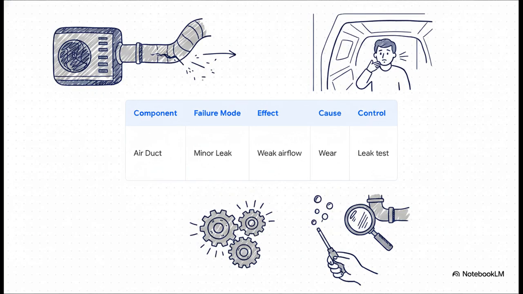Let's look at suspect number 2, the air conditioning duct. Its function is pretty straightforward. It distributes conditioned air from the pack to the cabin. The failure mode here is a minor leak. The direct effect of that failure is weak airflow to the aft cabin and an unstable Pack 2 temperature simply because the system is losing pressure. The cause? Usually aircraft vibration leading to seal wear. The existing controls are your standard leak tests and visual inspections.